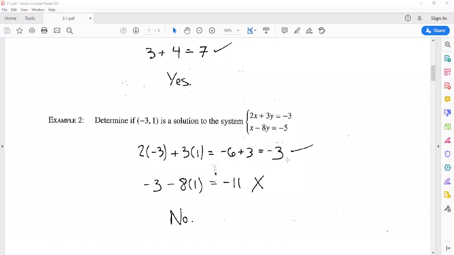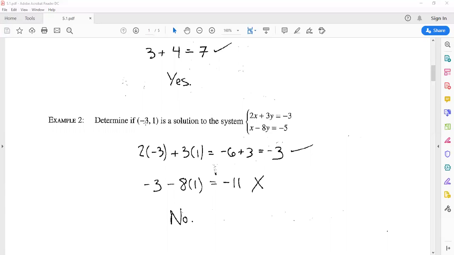In the next example, they give us the system of linear equations 2x + 3y = -3, and x - 8y = -5. And they ask us to determine if the pair (-3, 1) is a solution to this system. Well, we'll place -3 in for x and 1 in for y and see what happens. For the first equation, we get 2 times -3 plus 3 times 1, which is -6 + 3, which is -3, as they expected.